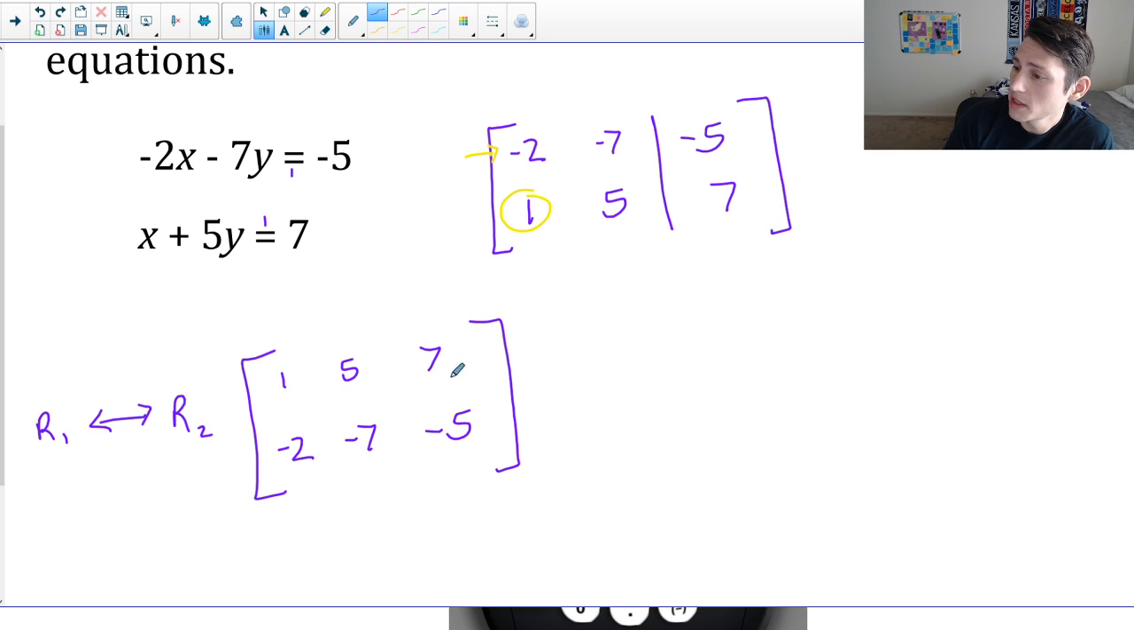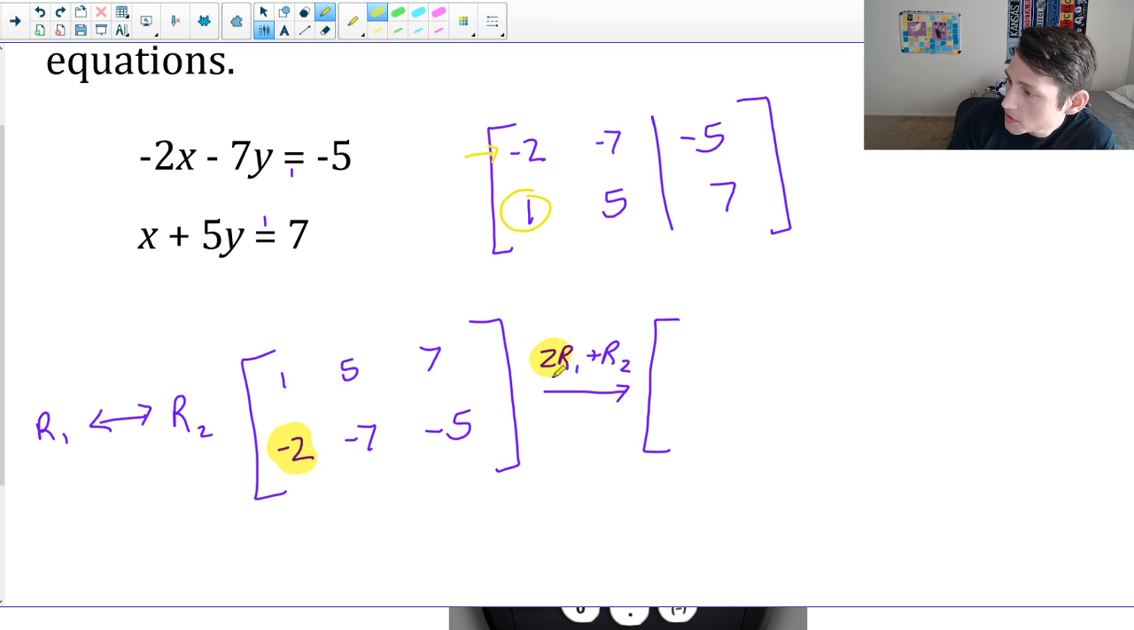So I'm going to take something times row 1 and add it to row 2. So what do I use? What times 1, if I added it to -2, would make 0? What do I need to add to -2 to make 0? 2, right? 2 plus -2 is 0. So how can I get 2 from 1? I'll multiply it by 2. So I'm going to do 2 times row 1 plus row 2. And I chose +2 so that it will offset with the -2 and get 0.